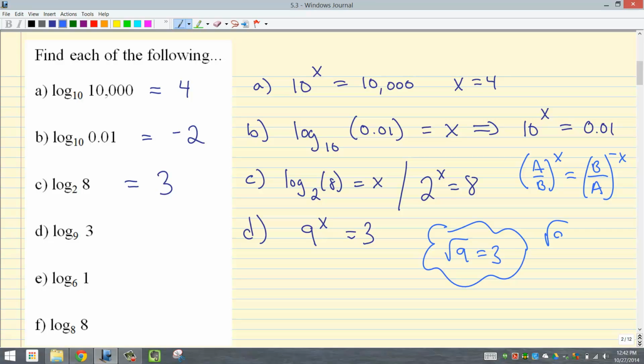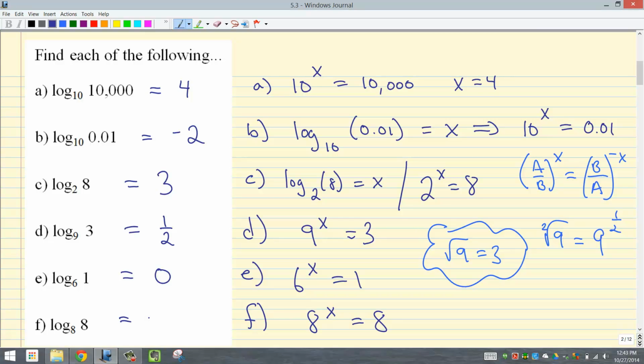So the square root of 9 is equal to 9 to the 1/2 power. So you have to know how to go from radical to exponential. Radical format, square root of 9, is 9 to the 1/2. So in this case, this equals 1/2. All right, E. 6 to what power equals 1? 6 to the 0 power. So this is equal to 0. And letter F, 8 to what power equals 8? 8 to the first power.